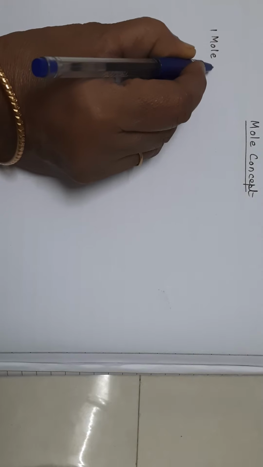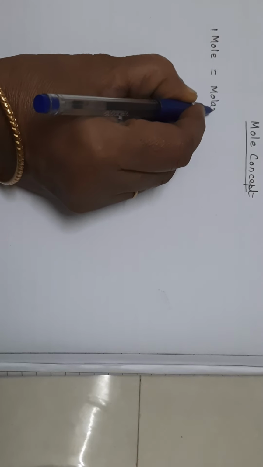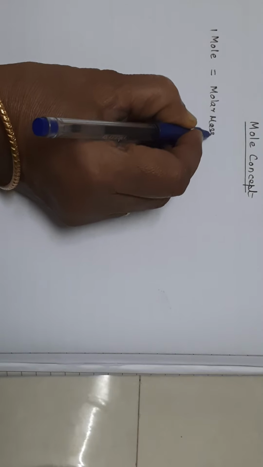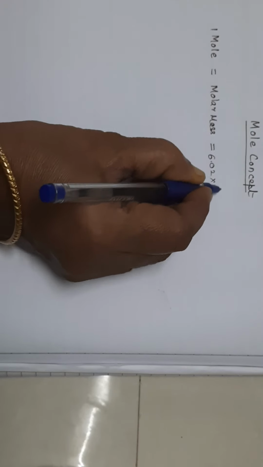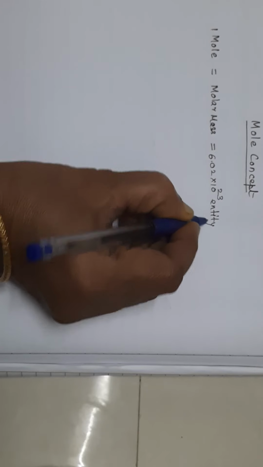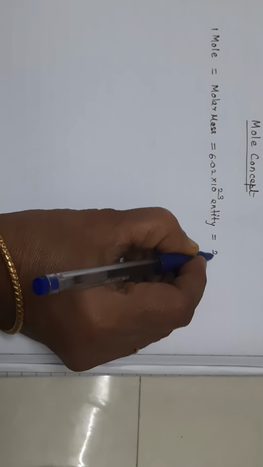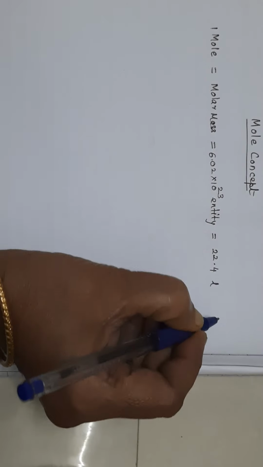Now you should know that 1 mole is equal to the molar mass, which in turn is equal to 6.02 into 10 raised to 23 entities, which in turn is equal to 22.4 liters for a gaseous substance.